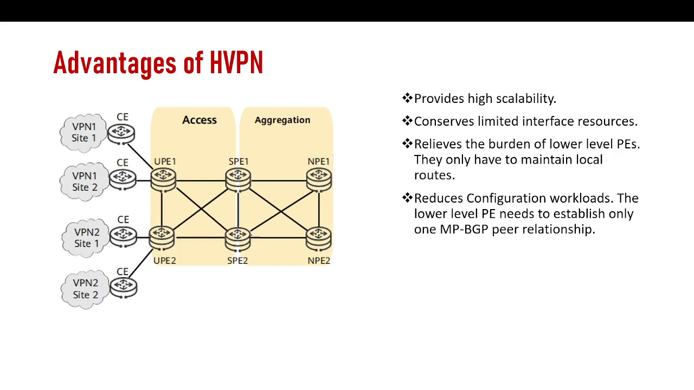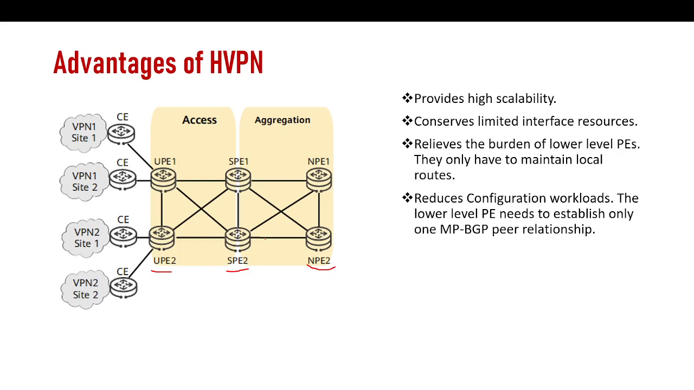So the main advantages of HVPN, you can see that this is a typical HVPN network. We have different devices. We'll go through their functionalities in detail. We have the NPE, we have the SPE, and then we have the UPE. So you can see that we have a hierarchical architecture in this HVPN solution. We have the aggregation. So the aggregation will have the NPE and the SPE. SPE is the boundary between the aggregation and access.